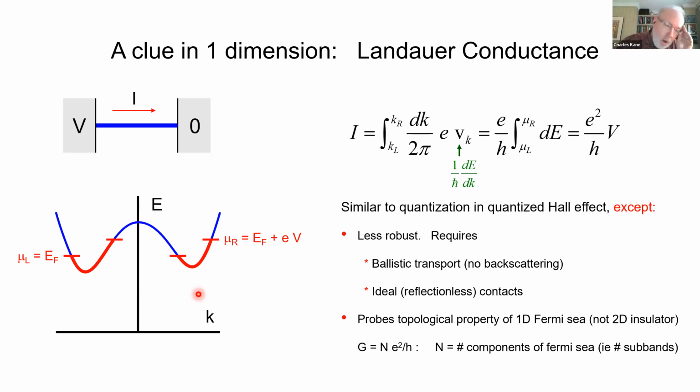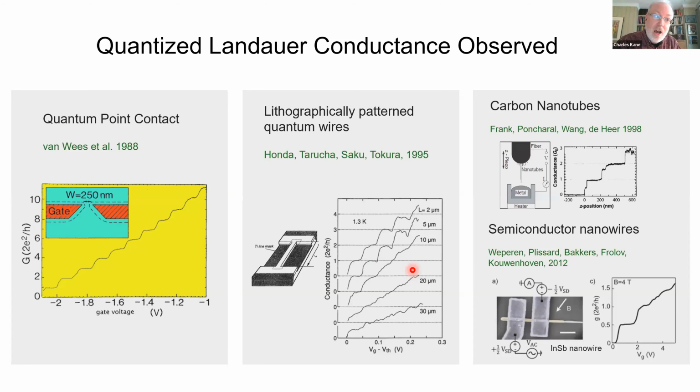Now, I made this point that this isn't as good as the integer quantum Hall effect because it requires that we have, in a sense, perfect ballistic transport, but that doesn't mean that you can't see it in an experiment. Okay, and in fact, there are classic experiments where this quantized Landauer conductance has been observed. And this goes back to the 1980s. And Carlo Beenakker was, of course, one of the first people who really understood why this worked.